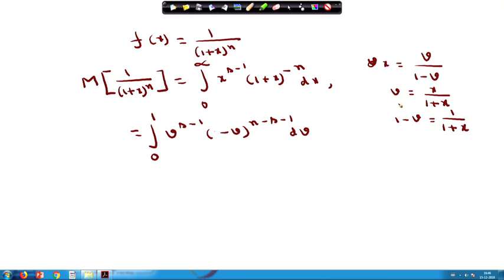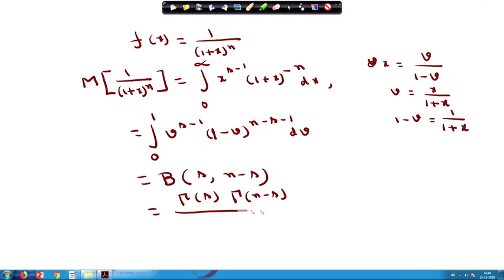Again, this is nothing but in the form of a beta function, beta s comma n minus s, because this is v to the power s minus 1 into 1 minus v to the power n minus s minus 1 into dv, which is nothing but beta s, n minus s, and this equals, if you wish, you can write down gamma s gamma n minus s by gamma n. So, the Mellin transform of 1 by 1 plus x whole to the power n equals beta s comma n minus s, and in terms of gamma function you can write it as gamma s gamma n minus s divided by gamma n.